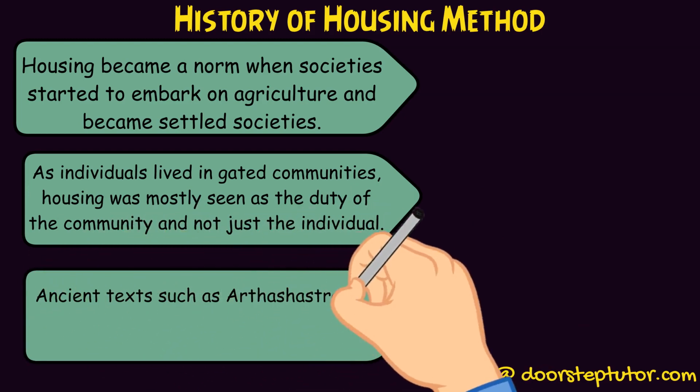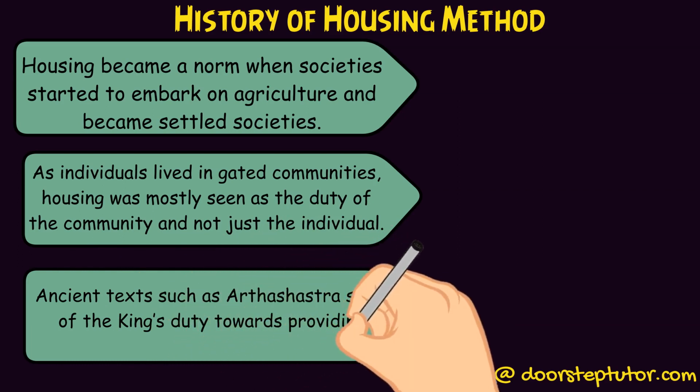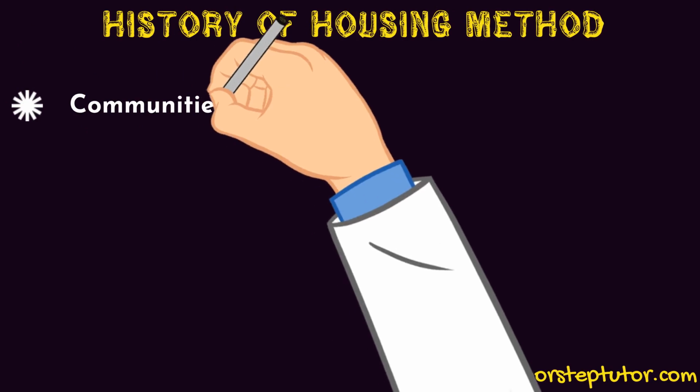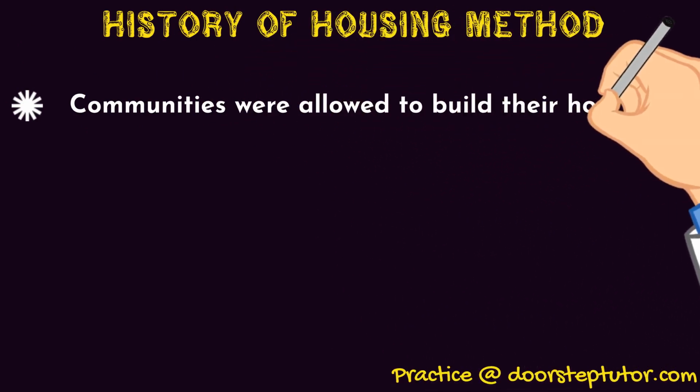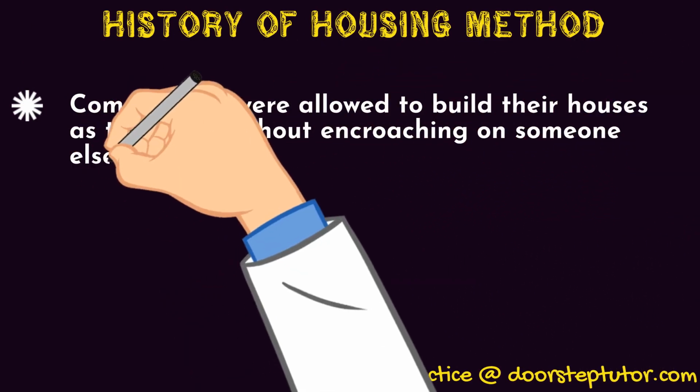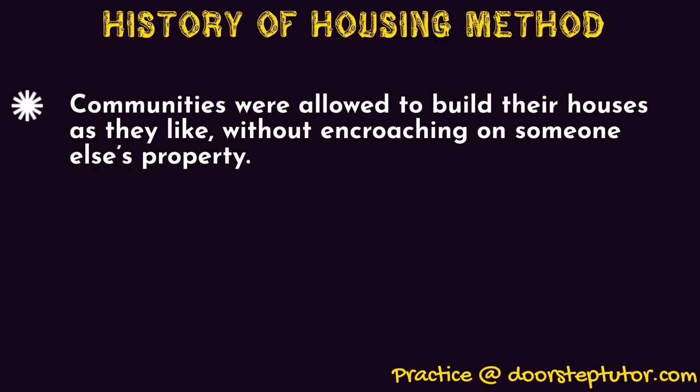Texts as ancient as the Arthashastra speak of the king's duty of providing shelter to his subjects. In the Arthashastra, communities and not individuals were allowed to build their houses and shelter as they like. However, encroaching on someone's property invited punishment. Housing in the Arthashastra is recognized as of two kinds, rural as well as urban. Urban housing was done within fortifications. The forts had four different regions allocated for the four different castes.